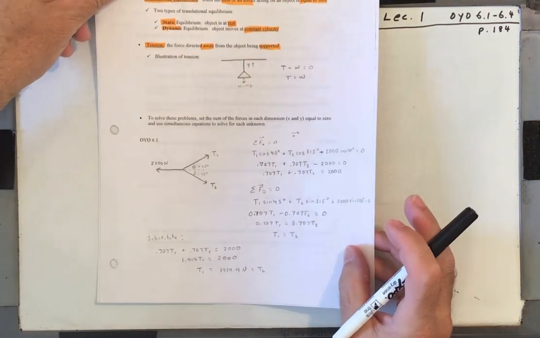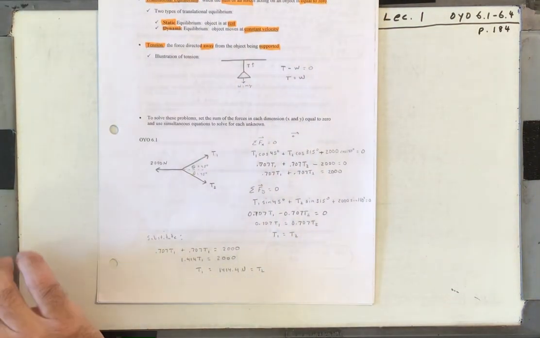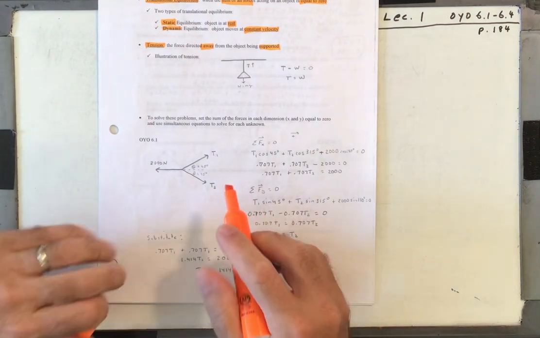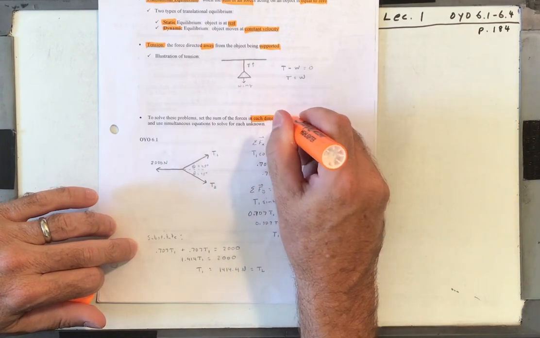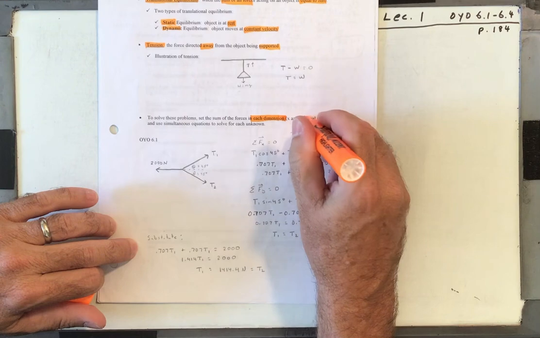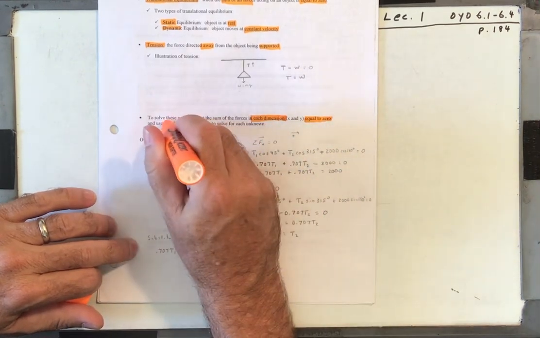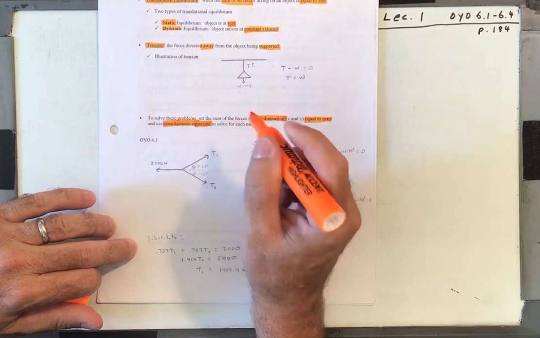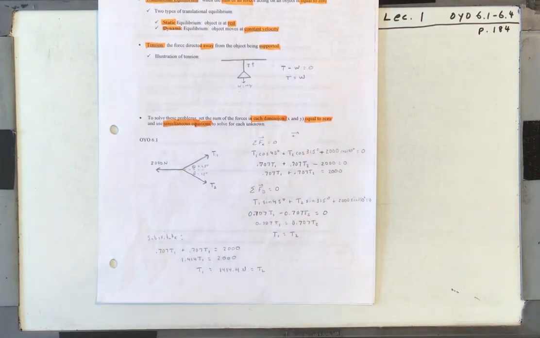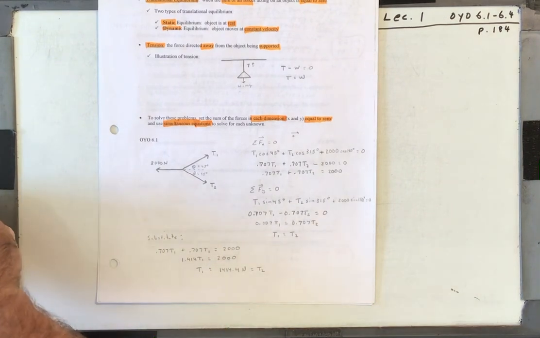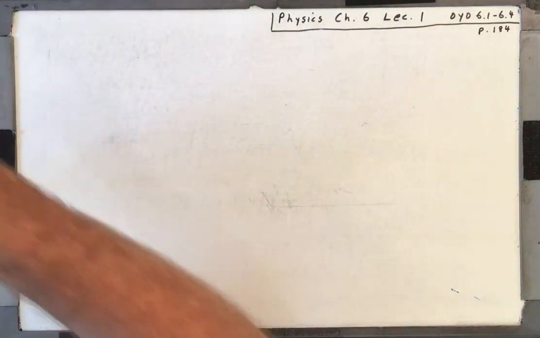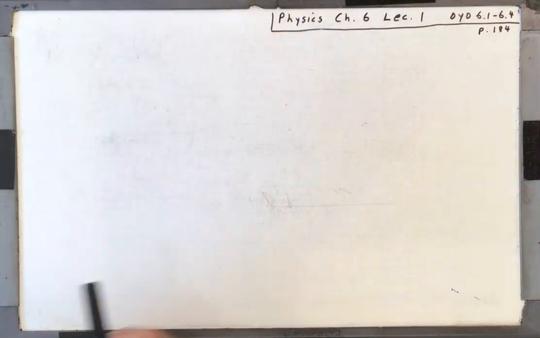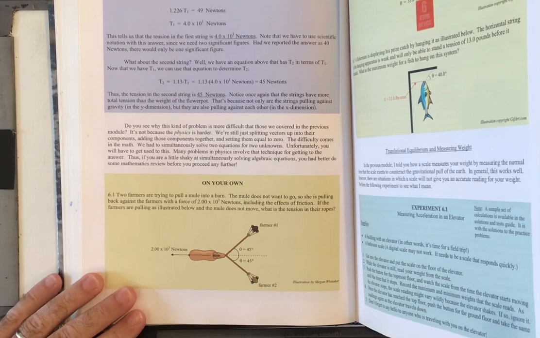All right, so let's move on in our notes. So to solve these problems, we set the sum of the forces in each direction, or each dimension, both the x and y, equal to 0. And we use simultaneous equations, so that's something you did in algebra and in pre-cal, to solve for each unknown. Okay, so let's turn in your book to page 184. And we'll work through this first on your own problem.